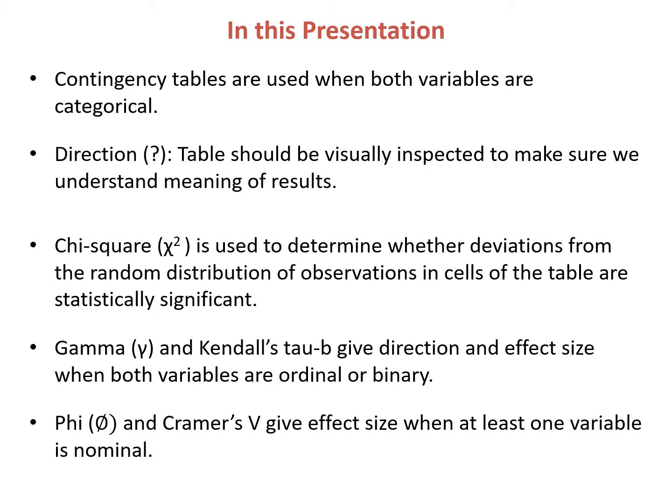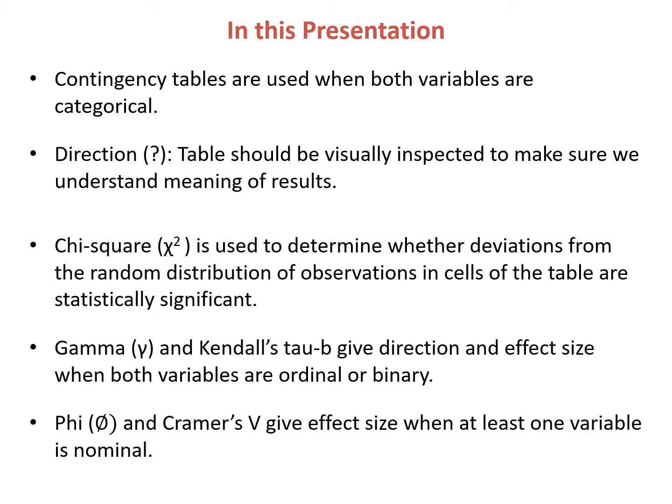There are a variety of analyses that are done in relation to the contingency table. So we can look at the table visually to see how things are related, and this could give us a direction if we have ordinal data. Contingency tables have a goodness of fit statistic, known as chi-square.